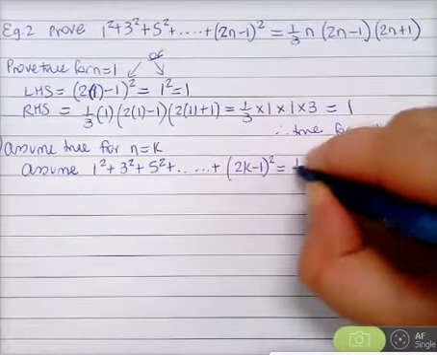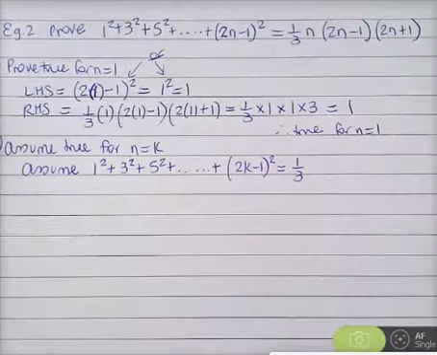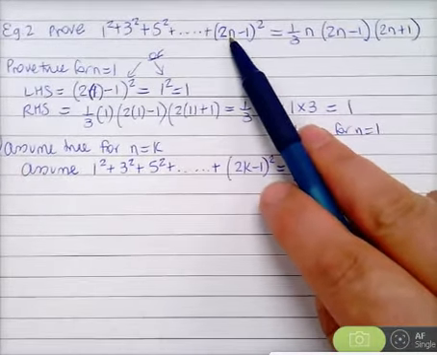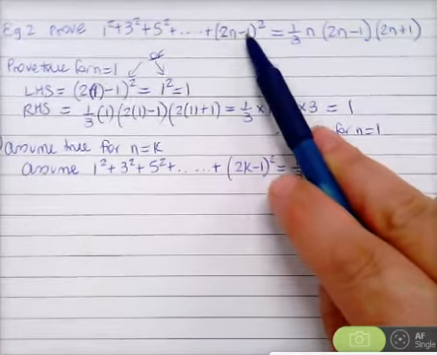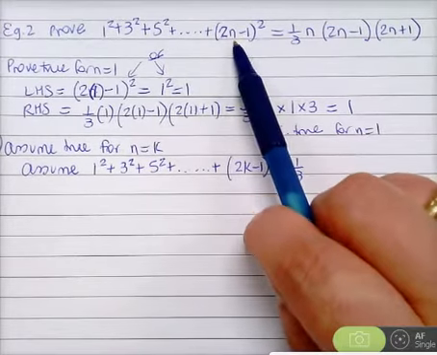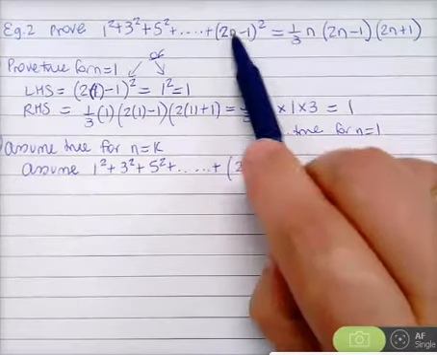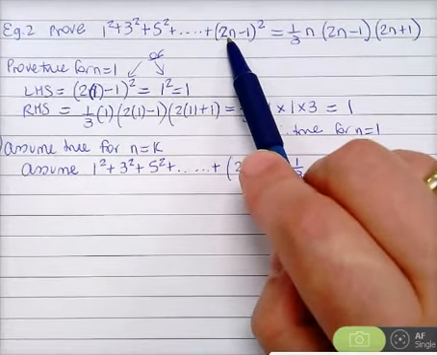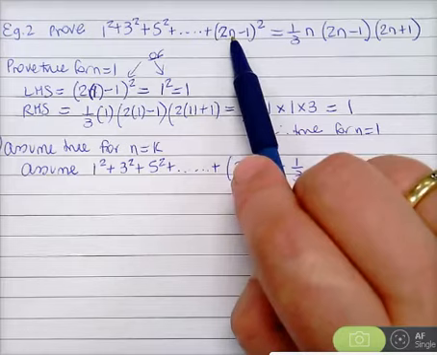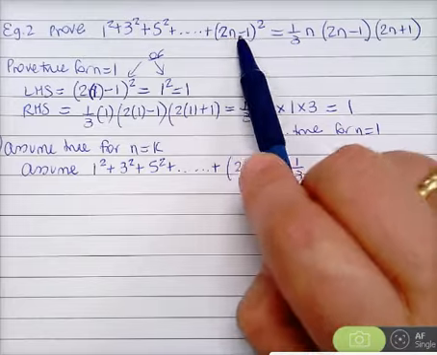Why does this one go 1, 3, 5? Because when you substitute into 2n minus 1, that's what you get. Look, when n is 1, you get 2 times 1 is 2, minus 1. If this is the general formula for each term, when n is 1, what do you get? 1 squared. Substitute n is 2, what do you get? 2 times 2 is 4 minus 1, you get 3 squared.